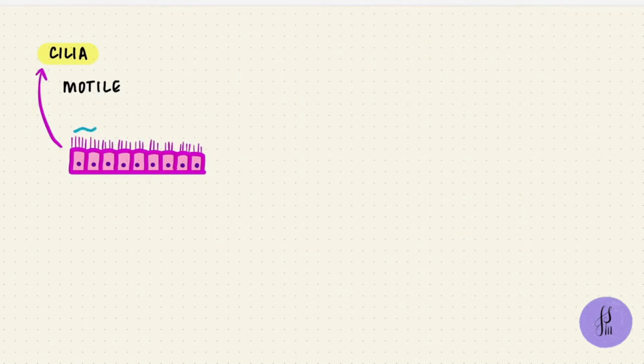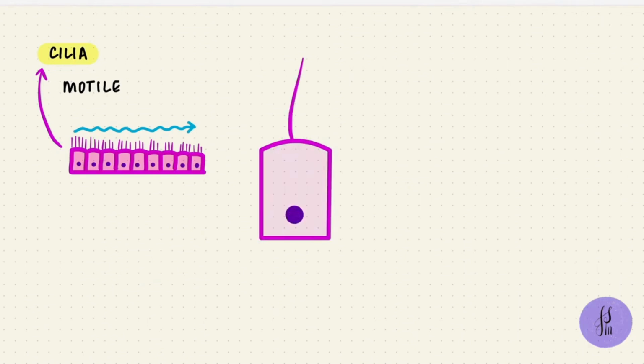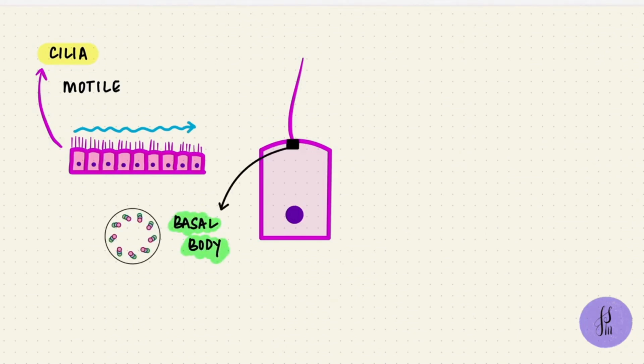Now, they move fluid and structures along the passages that they line. They do that with whip-like movements. There's a fast forward stroke, which moves the fluid, and a slow backward stroke to repeat the same thing again. They arise from the cell membrane from a basal body. Now, this is just beneath the membrane. This basal body is similar to the centriole. It's where the microtubules of the cilia originate from.